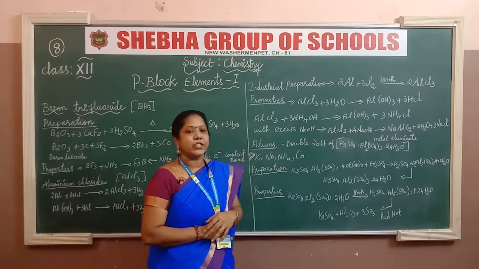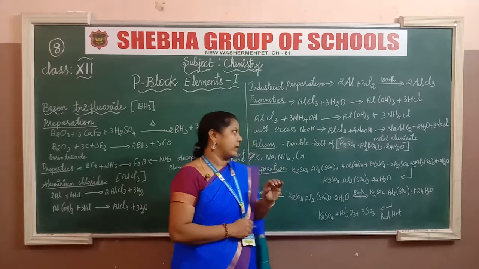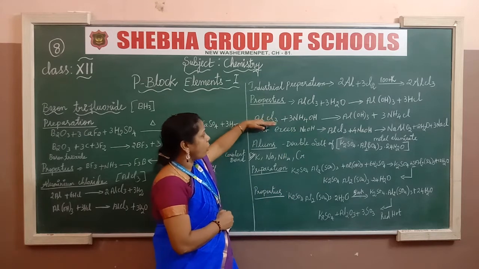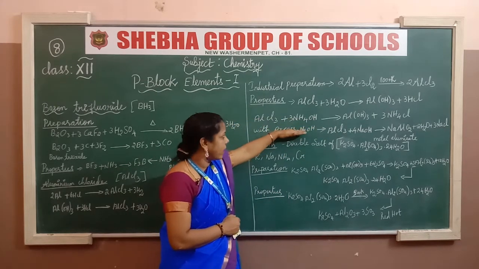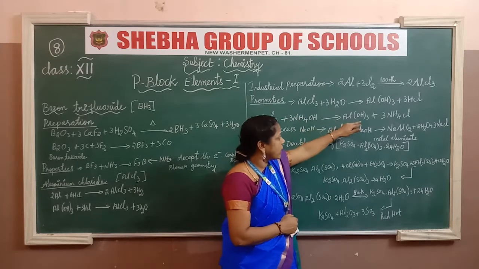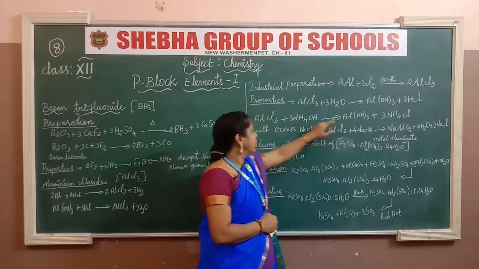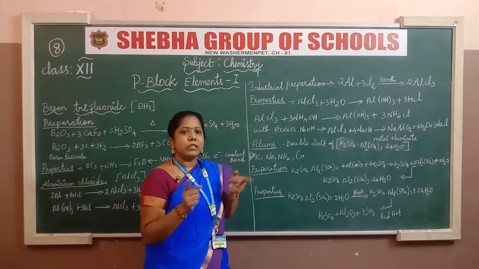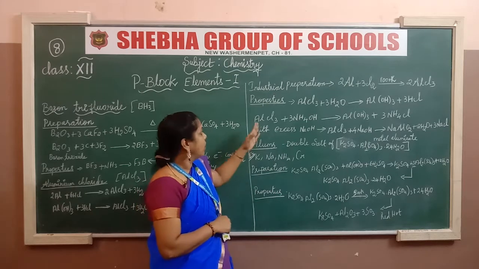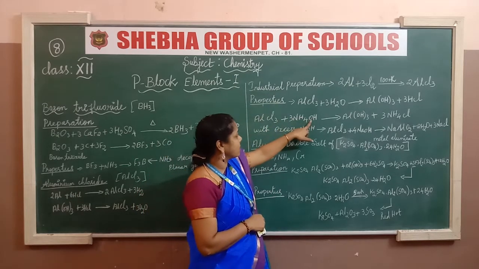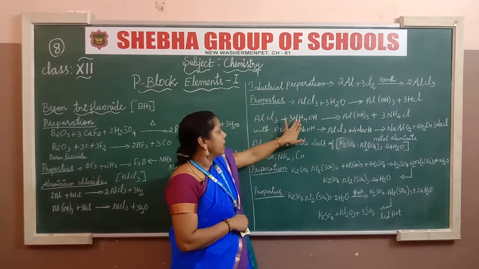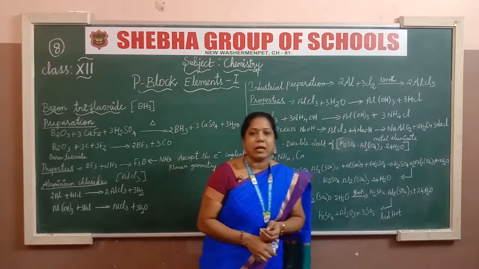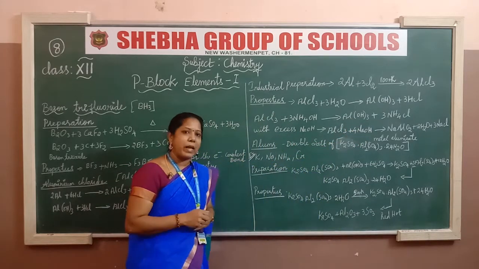Ammonium chloride means NH4Cl, and Al(OH)3 means aluminium hydroxide. So aluminium chloride reacts with ammonium hydroxide, and we get aluminium hydroxide and ammonium chloride. You have to notice that it looks like a displacement reaction, that is ionization. The aluminium reacts with the hydroxyl ions and the ammonium reacts with the chloride ions. So we get aluminium hydroxide along with ammonium chloride. It looks like a displacement reaction.